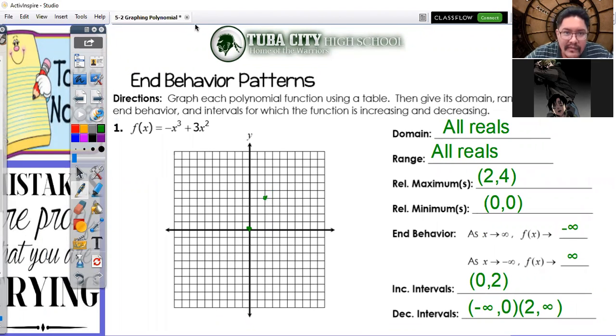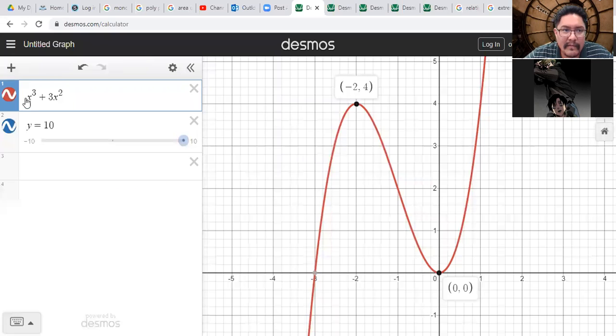Oh, shoot. You know what? Did I make a mistake? I think I made a mistake. I think I bombed it big time. Yeah, this one was supposed to be negative. My bad.